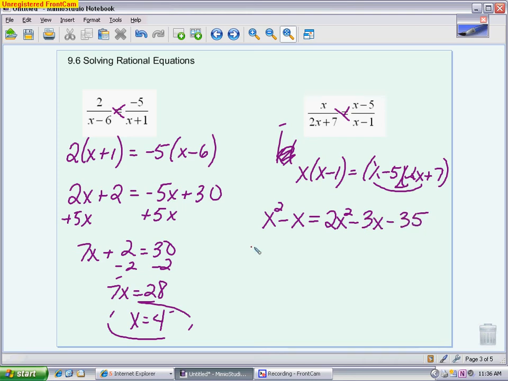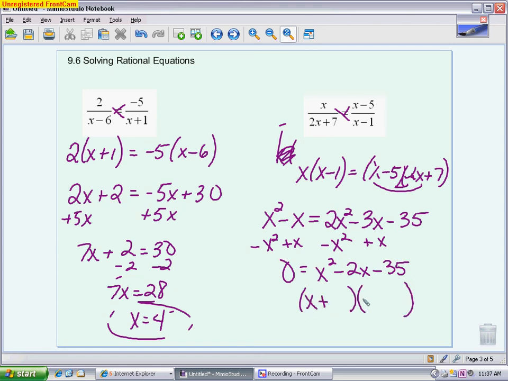I want to get in standard form, so I'm going to move everything to the right. So I'm going to subtract x squared and then add x. So I get 0 equals x squared minus 2x minus 35. Factor it to get my solutions. It's an x plus and an x minus. To get 35, it's 7 times 5. I need the 7 to be negative, so we have more negatives. So my 2 answers are x equals negative 5 and x equals 7. We want to make sure that both of those can be plugged back into the denominators. If I put negative 5 into the first denominator or the second, no problem. If I put 7 into the first denominator or the other denominator, no problem.